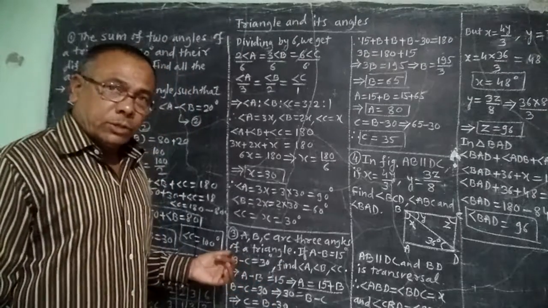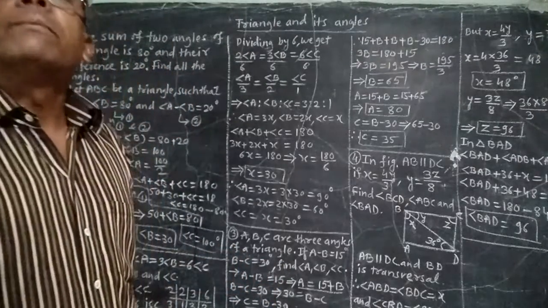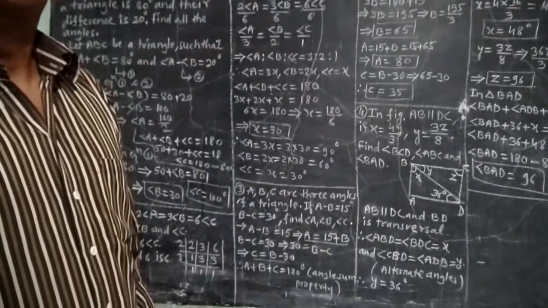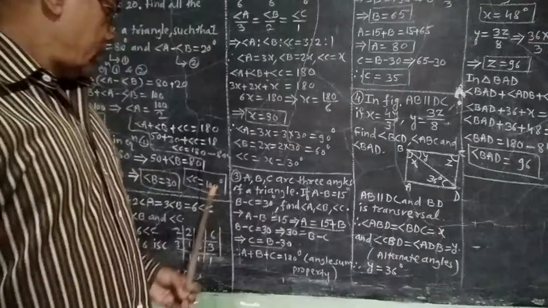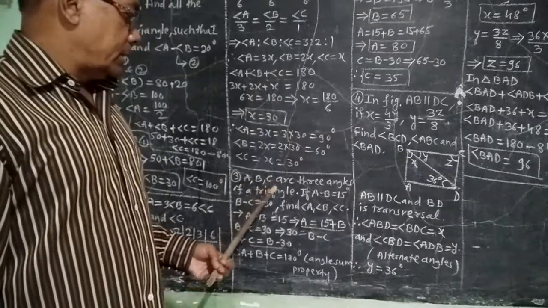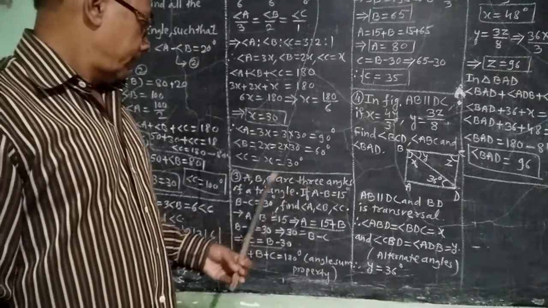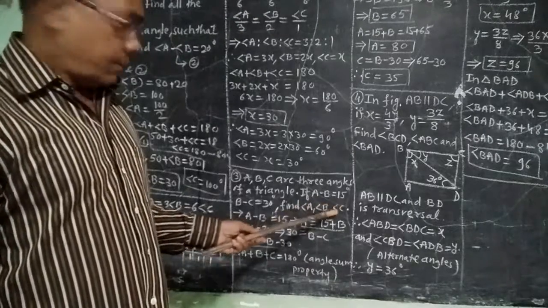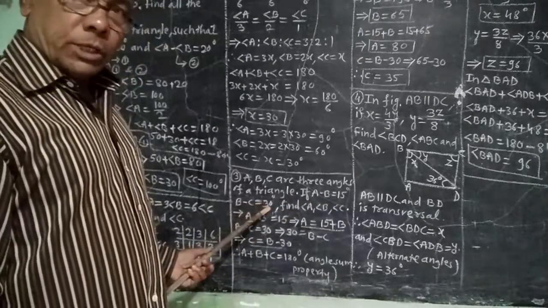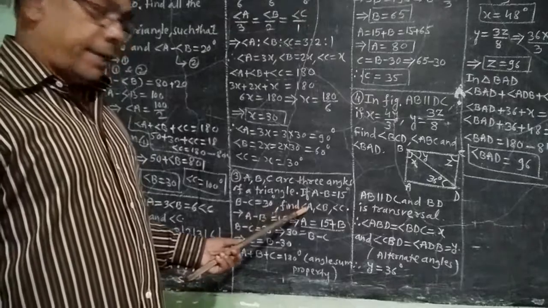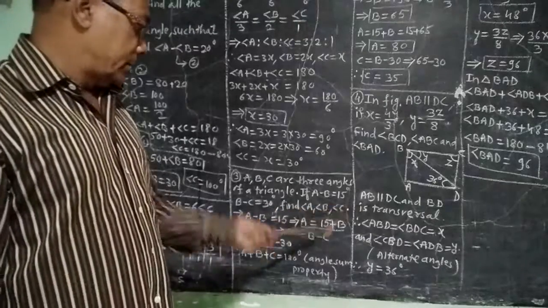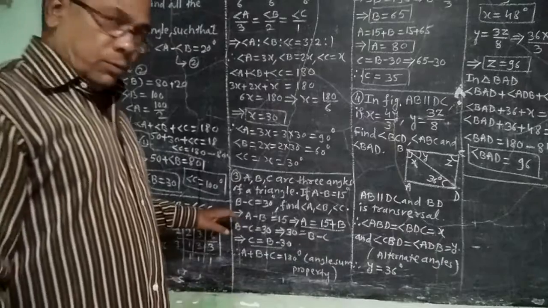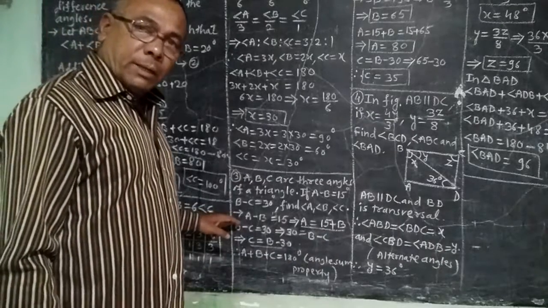Now in the third example, A, B, C are three angles of a triangle. If A minus B is equal to 15, B minus C is equal to 30, find angle A, angle B and angle C. Now we will solve this example.